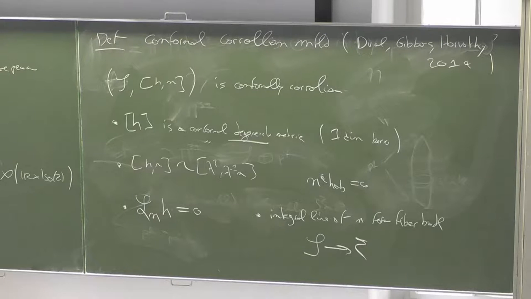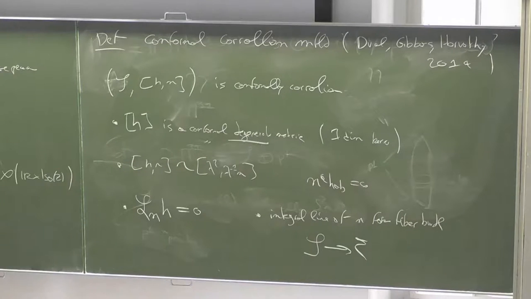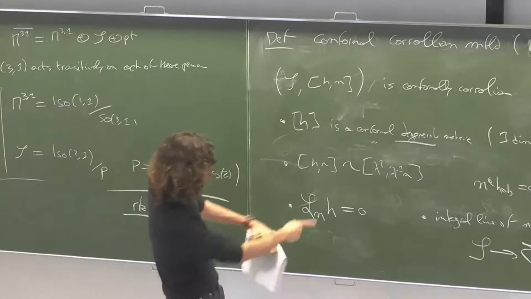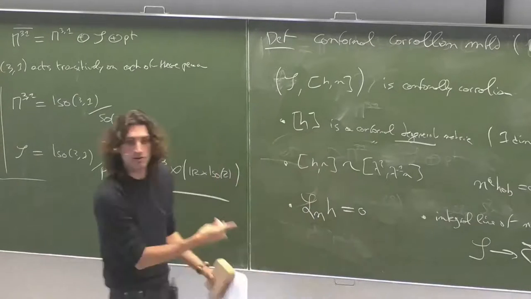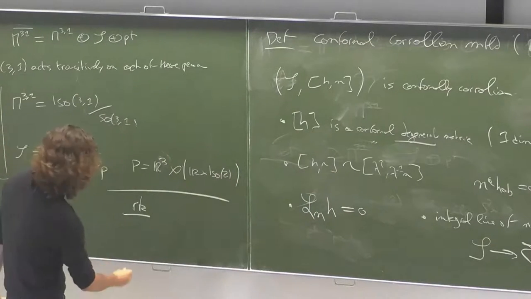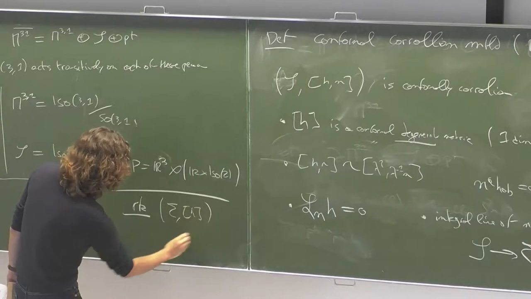So in particular, the remark is that, because this metric is degenerate, its Lie derivative is zero, so it goes to the quotient. So in particular, Sigma with h is a conformal manifold.